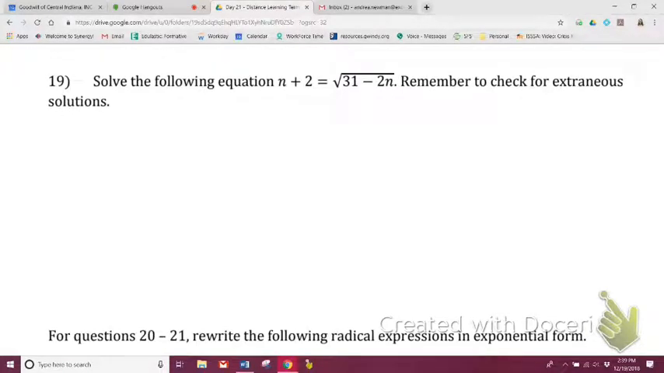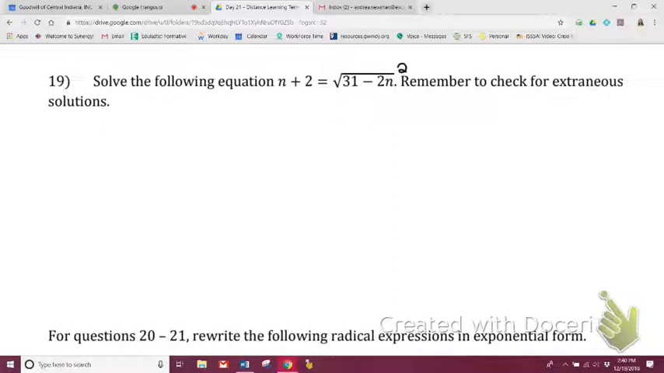Alright, question 19. Solve the equation. Again, if you get 2 answers, make sure you check for extraneous solutions. First thing you have to do for these radical equations, get your radical by itself. It's already by itself on the right side. So to get rid of it, what are you going to do? Square both sides. You have to be careful on this one.